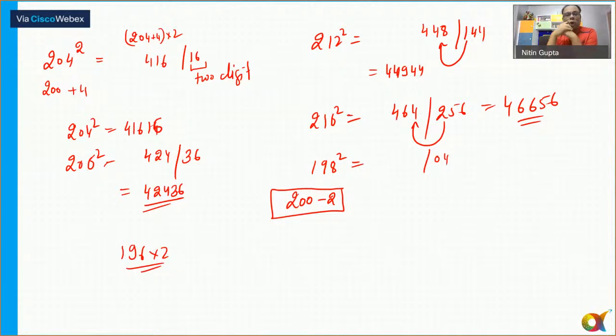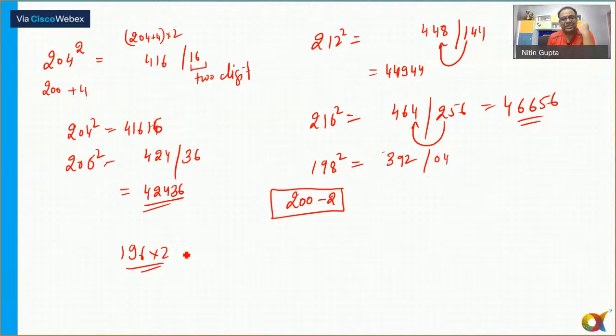If I need to multiply, always break the numbers to the nearest multiple of tens, or 100, something like that. So if I need to find 196 into 2, there are various ways. I can say this is 200 minus 4 into 2. Try to do it orally. 200 into 2 is 400, and 4 into 2 is 8. So 400 minus 8 is 392.